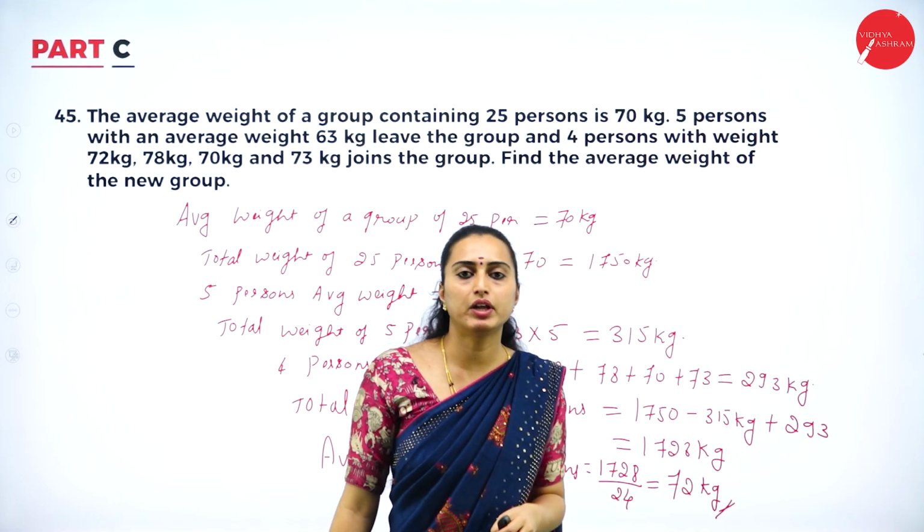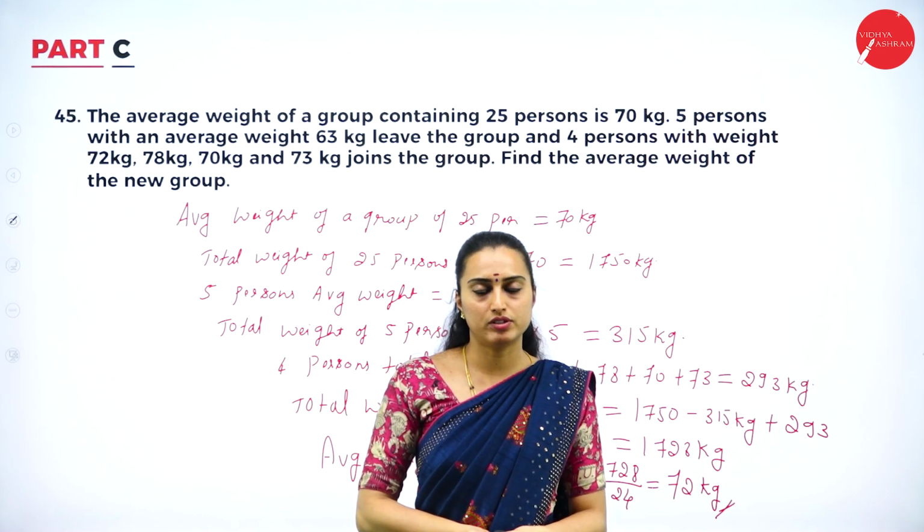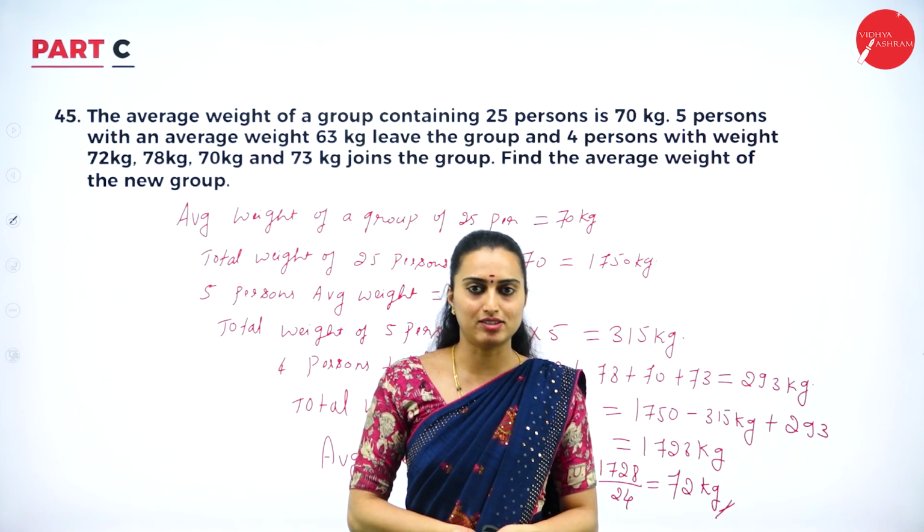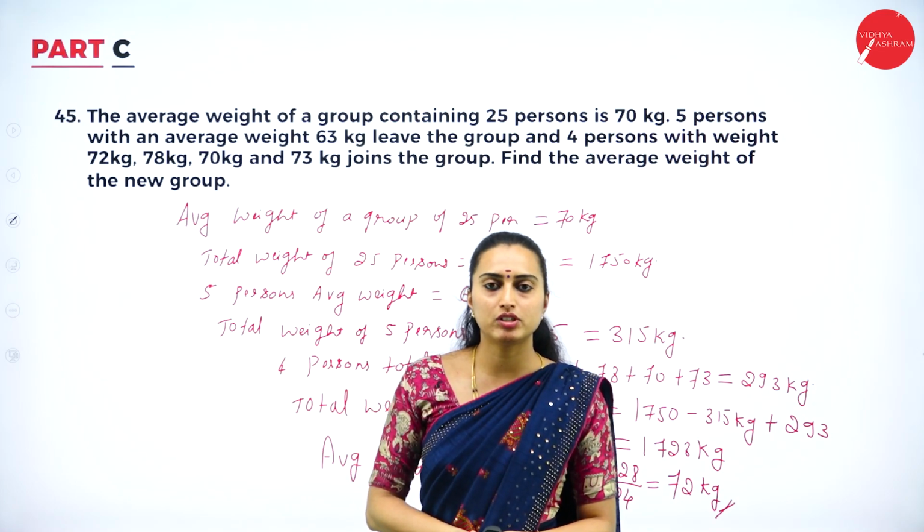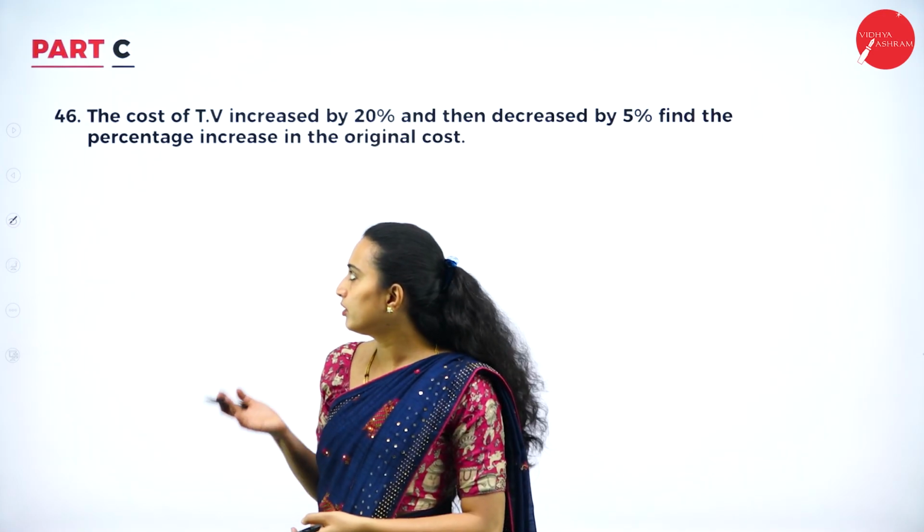This is the average weight of the 24 persons, that is, the new group of persons. I hope you understood this procedure. Now we'll be moving on to the next question.